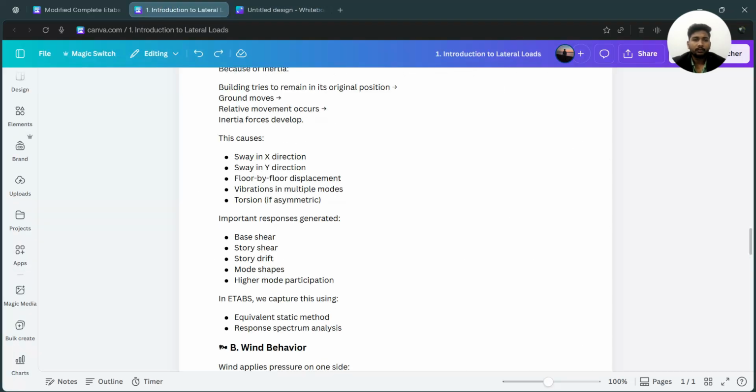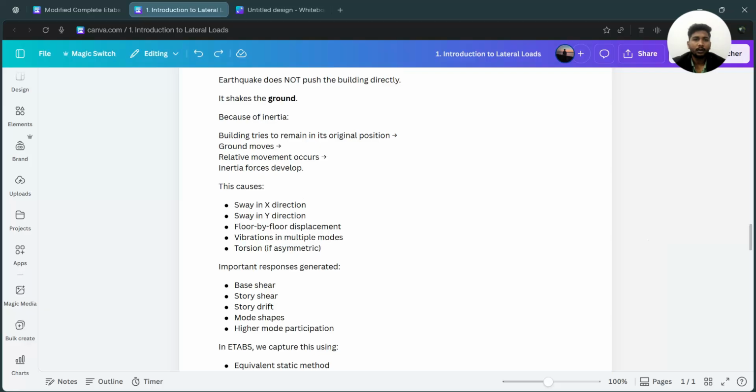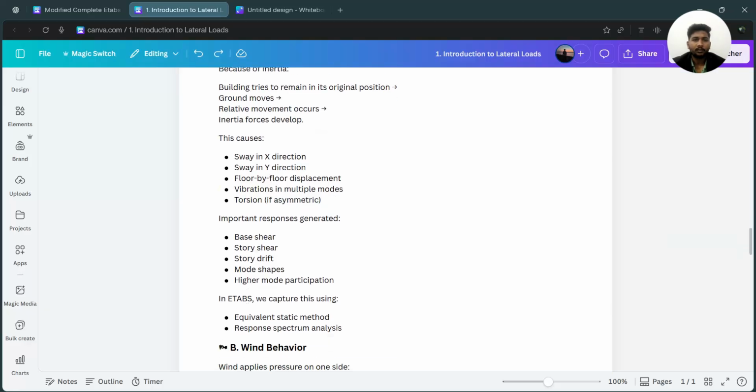Floor by floor displacement will occur, vibration in multiple modes, then torsion if asymmetry is present. Important responses are generated, like the base shear, story drift, mode shape and higher mode participation. In ETABS, we capture this using the equivalent static method and the response spectrum analysis. If you are not getting it, don't worry, it is the advanced part.